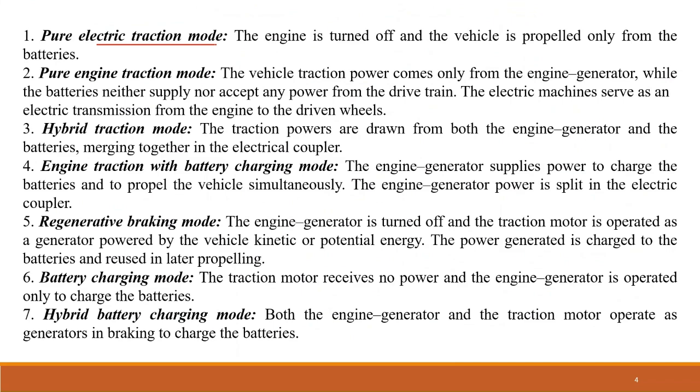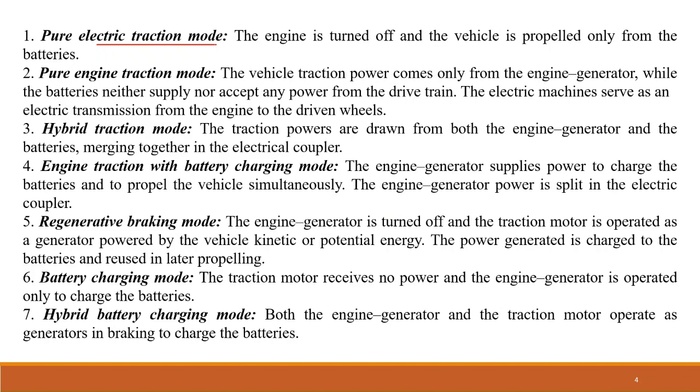Second operating mode is the pure engine traction mode. Here the vehicle traction power comes only from the IC engine generator set, while the batteries are neither supplying power nor accepting any power from the drivetrain. The electric machines serve as the electric transmission from the engine to the drive wheels. The third is the desired mode, that is the hybrid traction mode. Here the traction motor draws its power both from the engine generator set as well as the batteries, which are merging together in the electrical coupler, that is the rectifier and the DC to DC converter set.